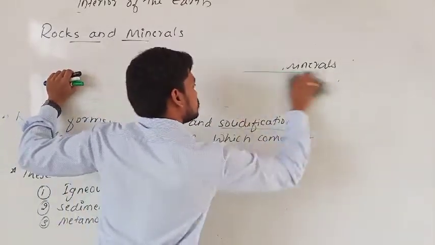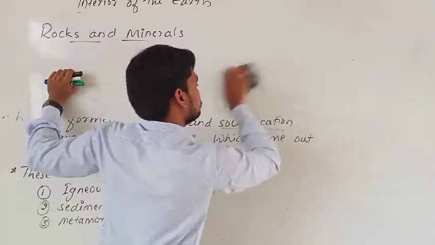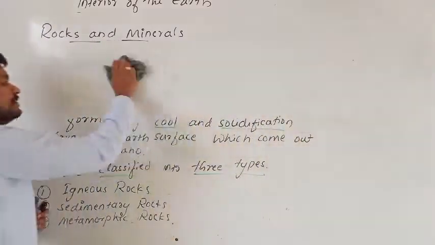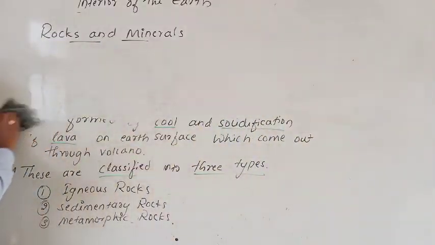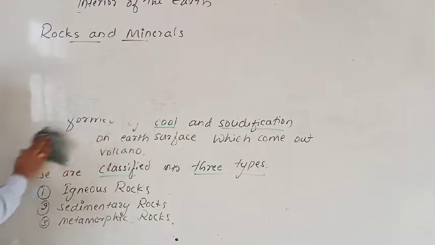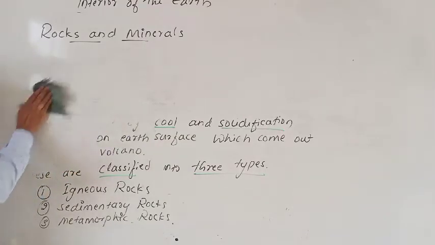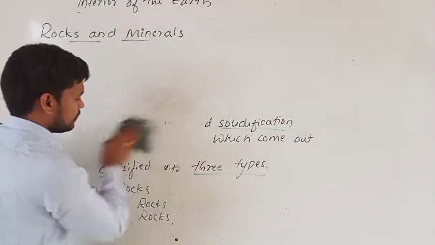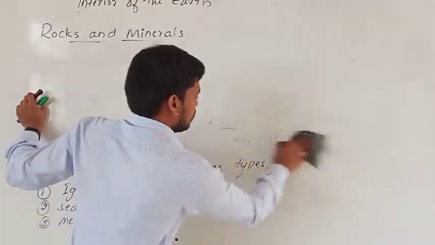So our crust is totally made up of rock, and even the mantle is also made up of rock. You may say, sir, we have soil on the surface, how do we say it's made up of rock? So soil we get from the rock, is it not?